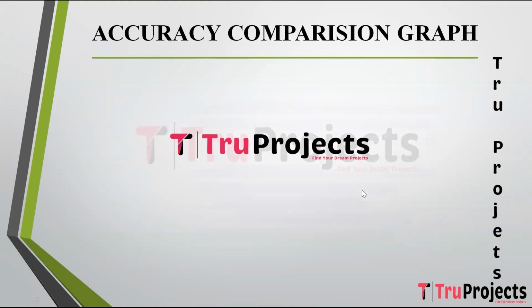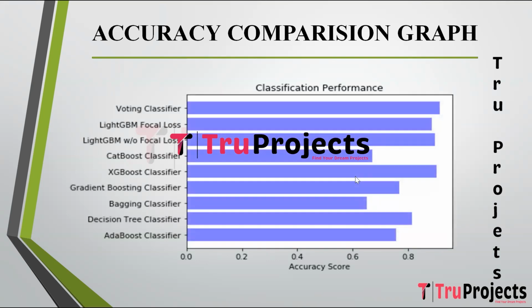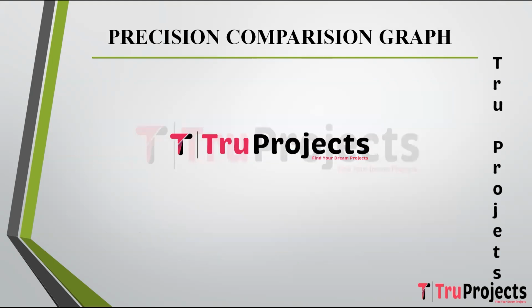Accuracy comparison graph. This is the accuracy comparison graph. On the x-axis, we have the accuracy score, and on the y-axis, we have the algorithm names. From this graph, we can say that the ensemble models are performing well. Accuracy is a measure of the overall correctness of a classification model. It calculates the ratio of correctly predicted instances to the total number of instances.